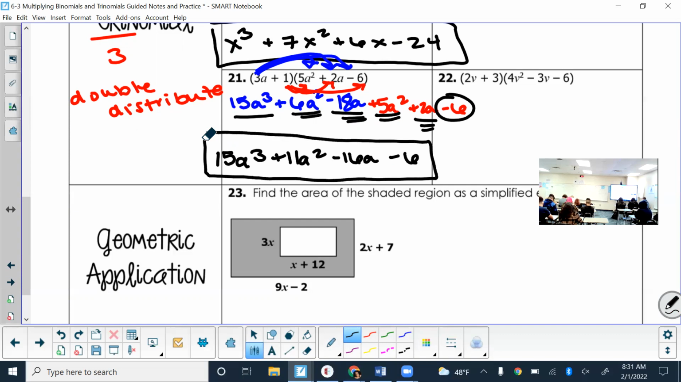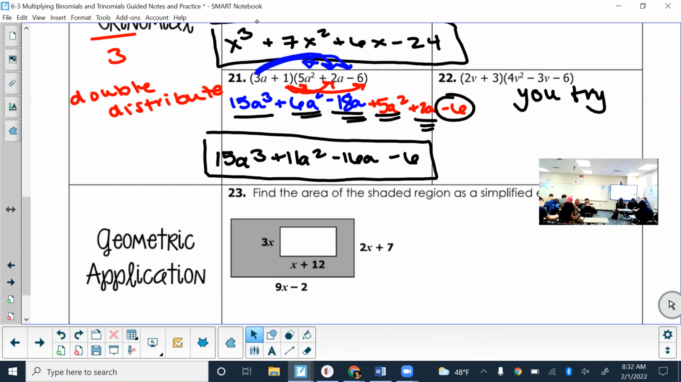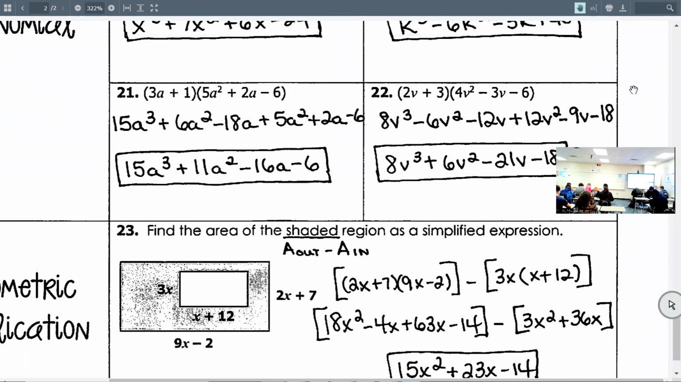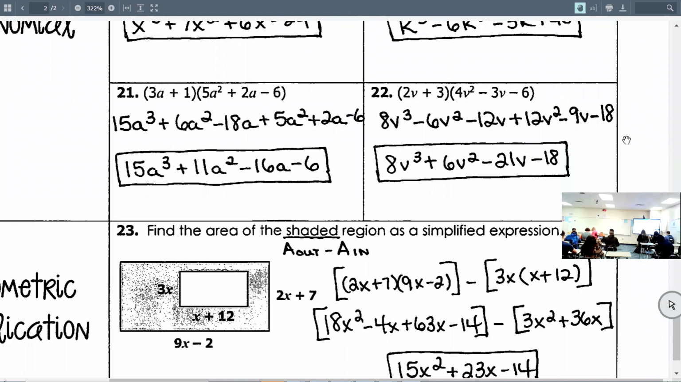Questions on 21? Yes? All right, go ahead. You guys try 22. And for this one, I'm just going to project it. So we'll have an answer ready in about 1 minute. And if you got something different, I'll explain right now. But if you got it right, then great.